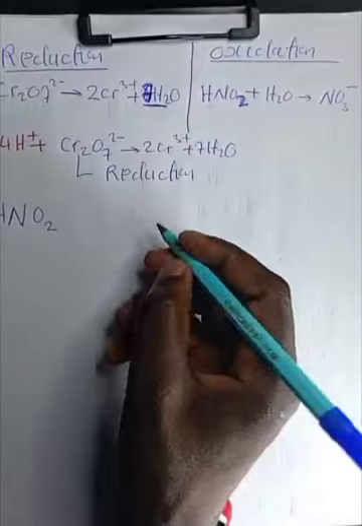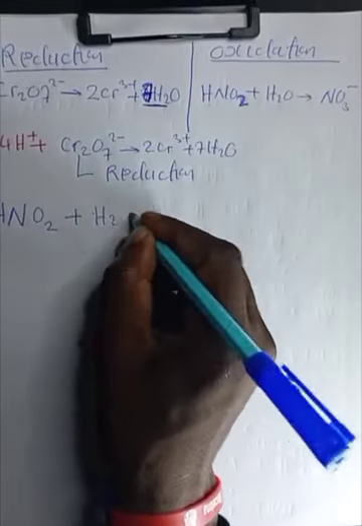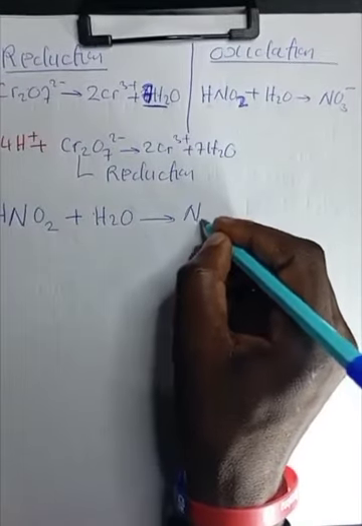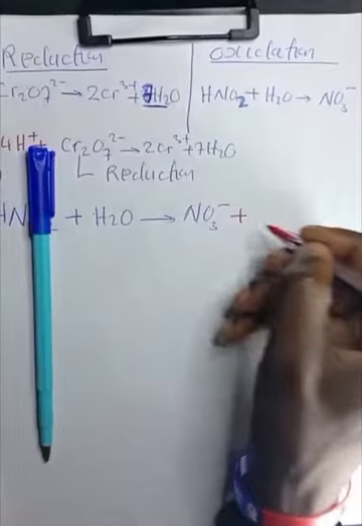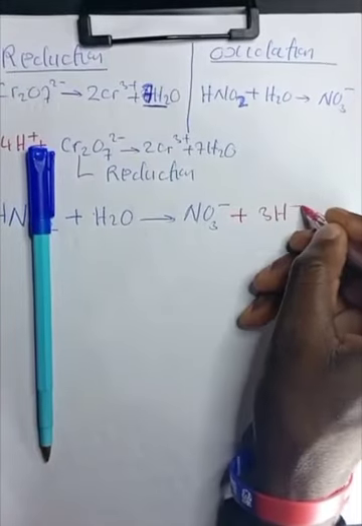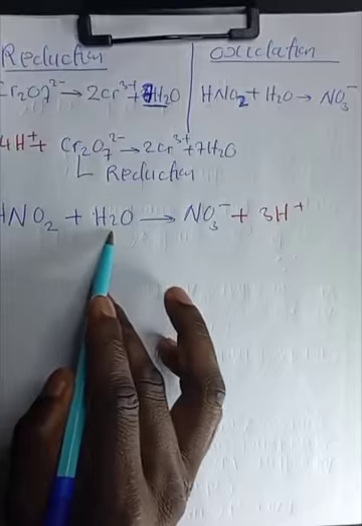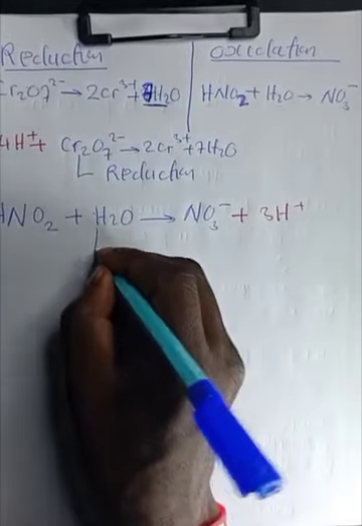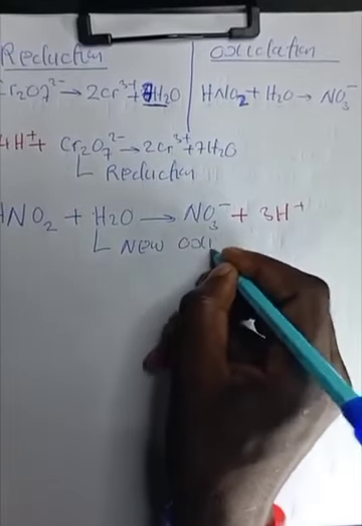NO2 plus H2O, giving us NO3 minus, and then plus what? 3 hydrogen ions. So if we count, we have 1 hydrogen plus 2, that is 3. This side has 3 hydrogen ions, balanced. So this is now our new oxidation.